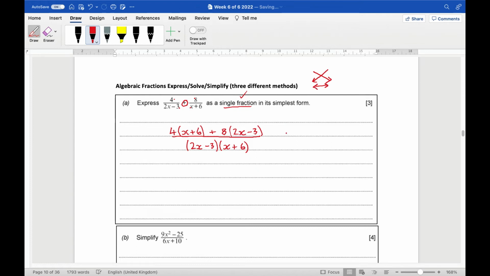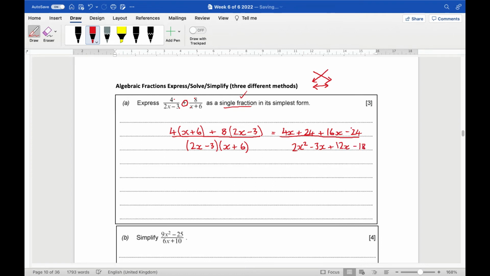times that, okay? So on the top, we end up with 4x plus 24 plus 16x, and then 8 times minus 3 minus 24. And on the bottom, we end up with 2x times x, which is 2x squared, minus 3 times x, plus 12x, and minus 18.